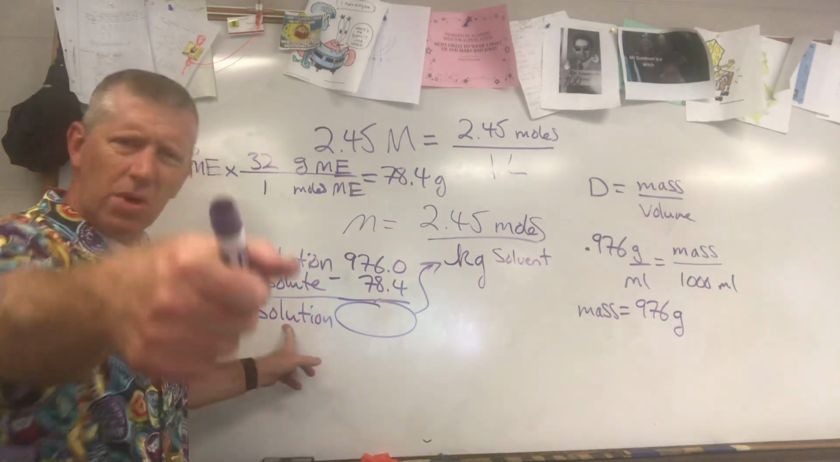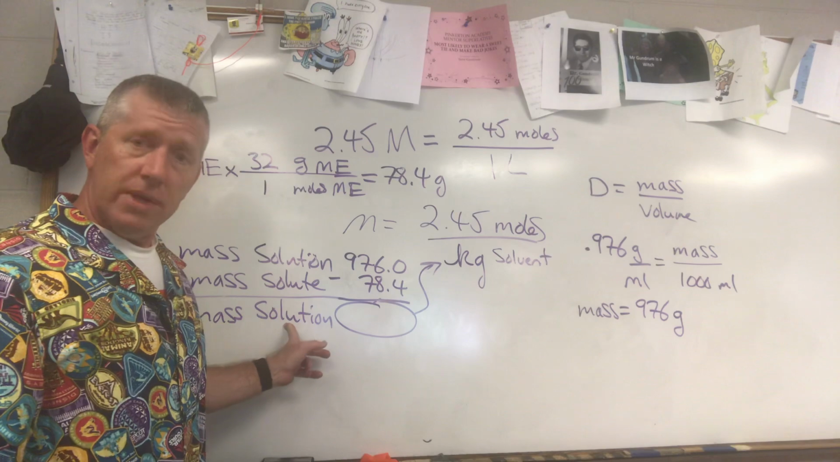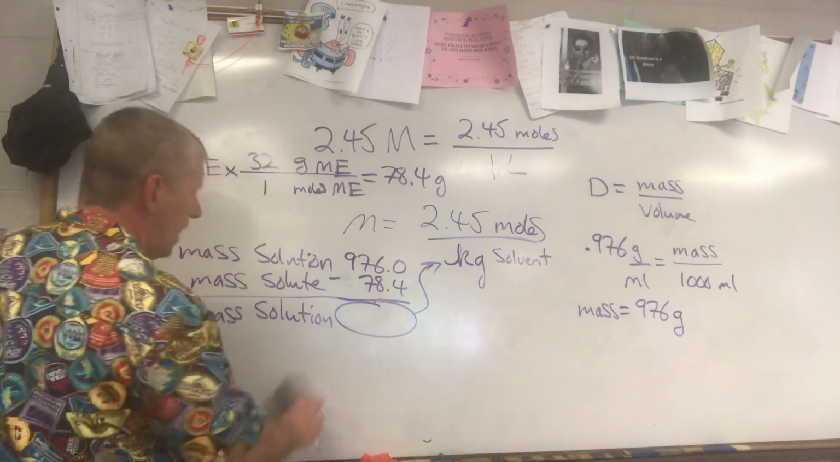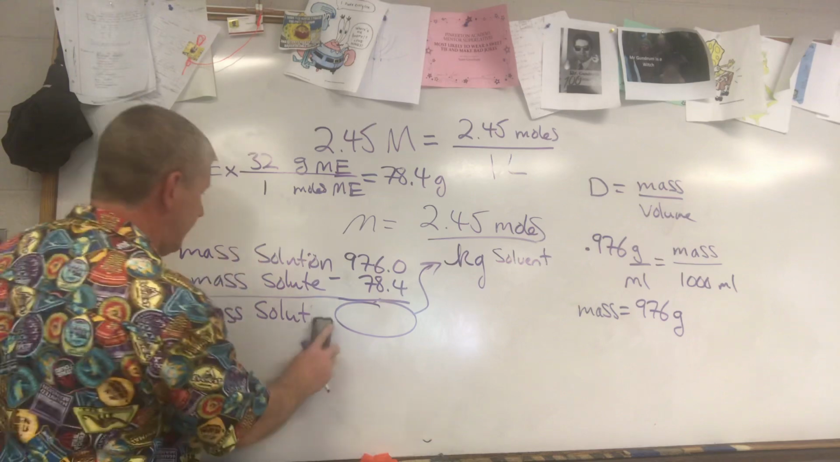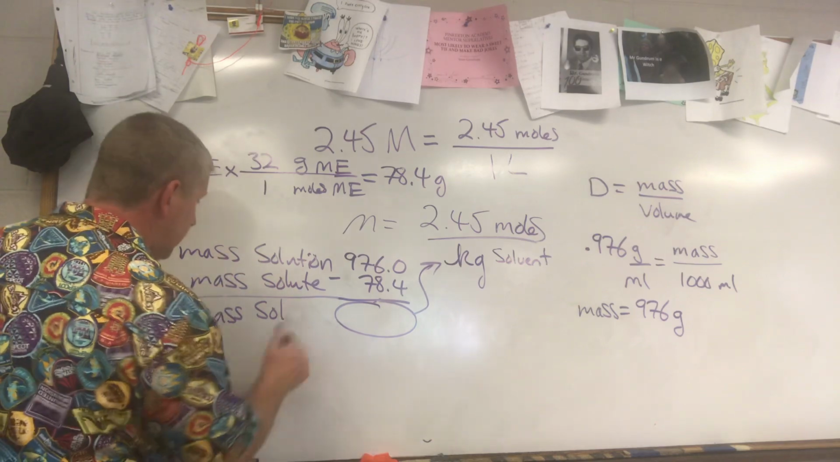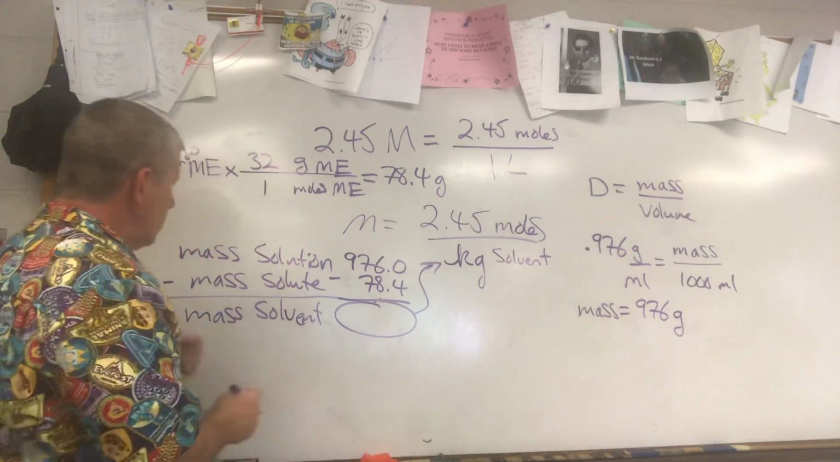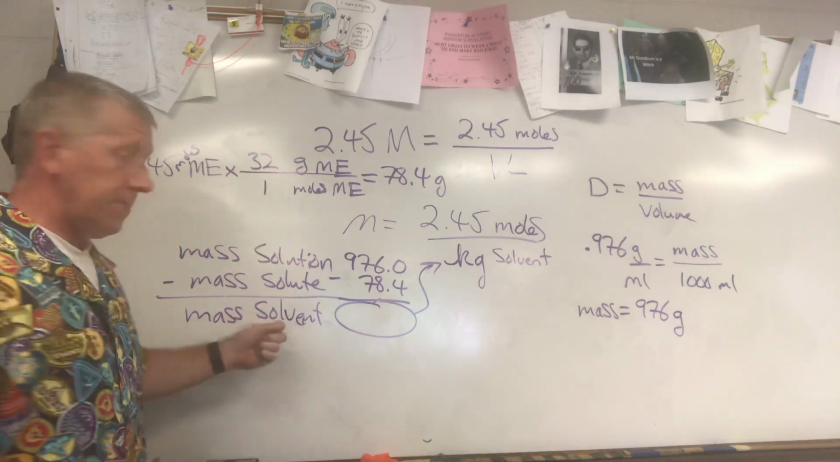I wrote it wrong. Did you notice that? You did? Good. I'm glad you did. Okay, I wrote that wrong. Thank you for noticing, though. And thank you for pointing that out. I appreciate that. So this should be solvent. Maybe that confused some of you. If it did, I apologize. So solution minus solute gives me the mass of solvent.